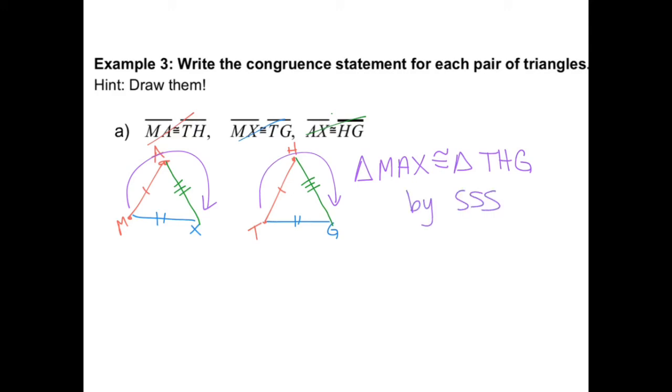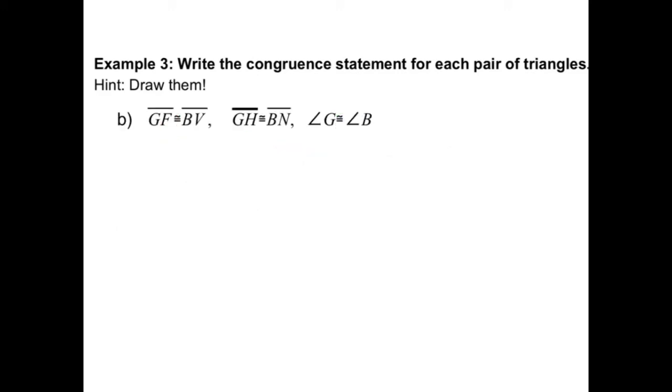I don't have any angle information. I have all their side information that's congruent. Okay, I'm gonna do the same thing. GF is congruent to BV, done with that one. Then I have GH is congruent to BN.